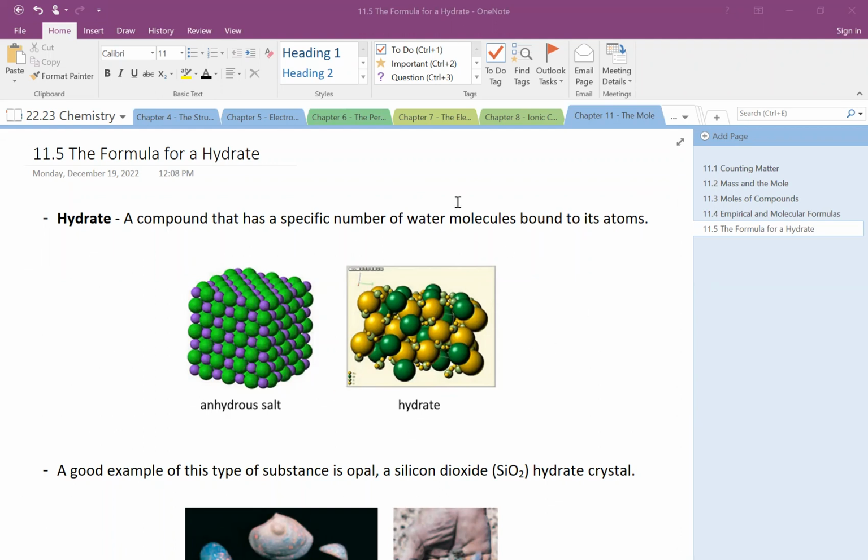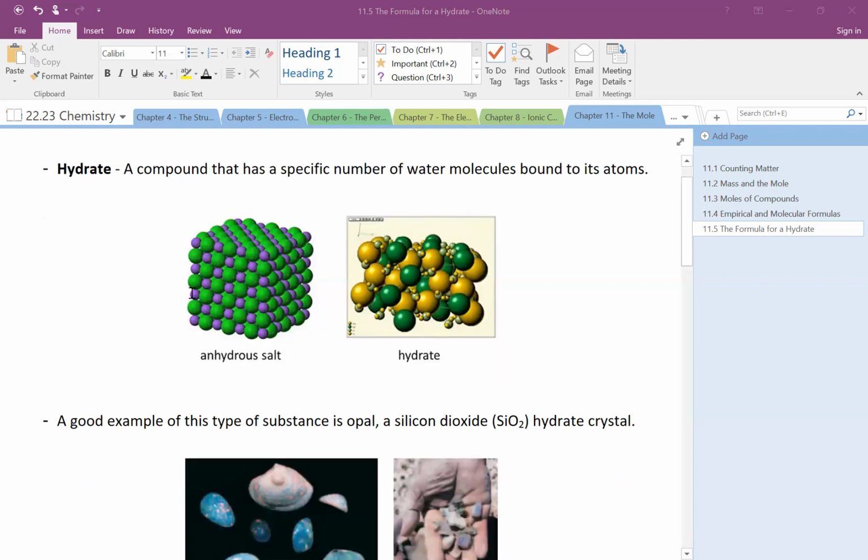So if we look at this example here, I have an anhydrous salt, the word anhydrous meaning without water. And then for comparison, I have a hydrate right next to it. You can see the anhydrous salt is just an ionic compound like we've seen before, alternating positive and negative ions. When you look at that hydrate, you can see in the crystal, there are actually water molecules between the ions.